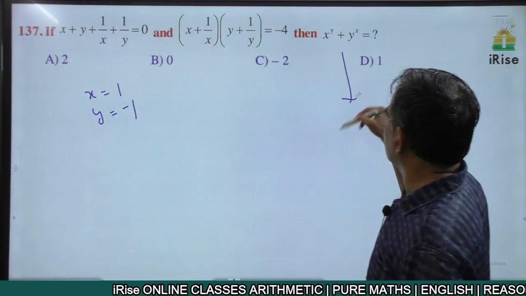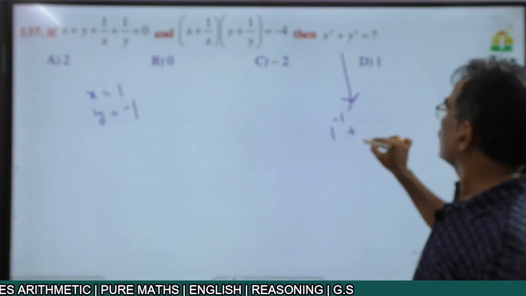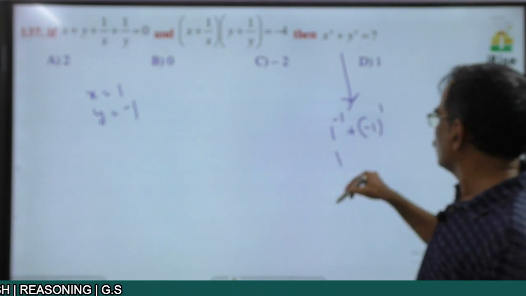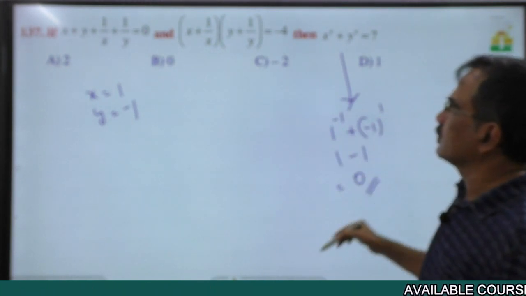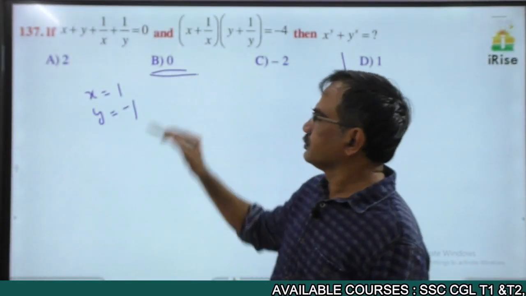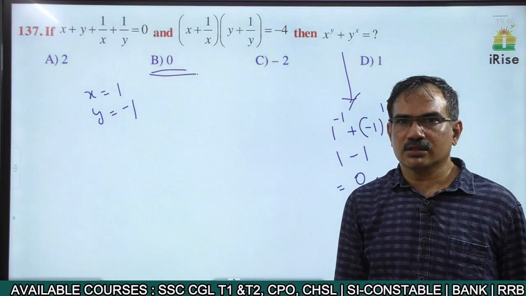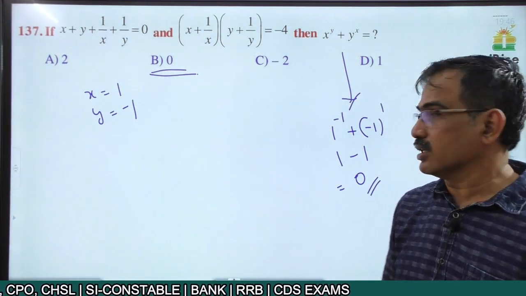Then what is the answer for this question? x power y, 1 power minus 1 plus minus 1 power 1. This is 1 power minus 1; 1 power anything is 1. Minus 1 power odd is minus 1. So answer is 0 for this question. So just by suitable substitution we get the answer. I want to solve this question by direct method also. Listen carefully.